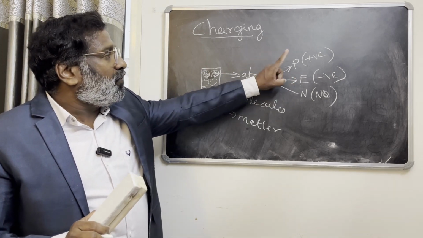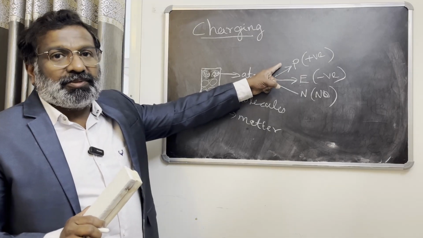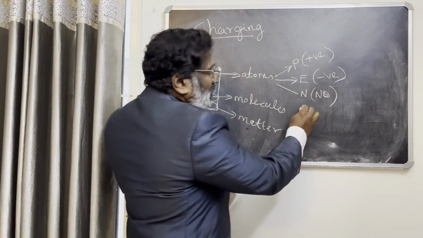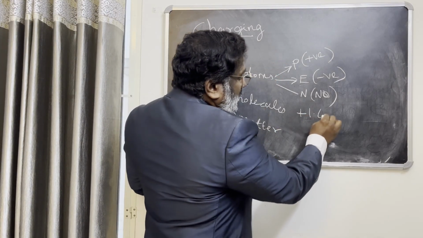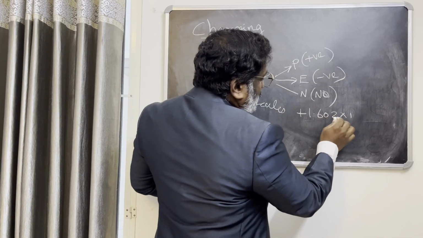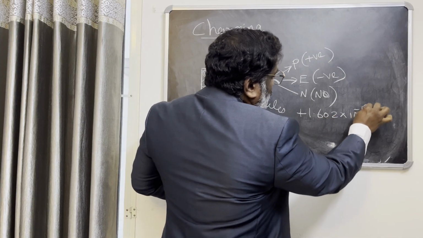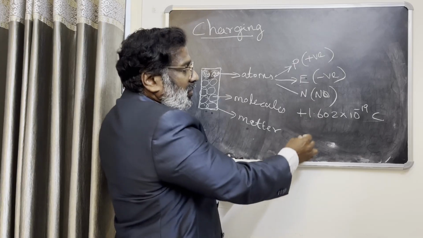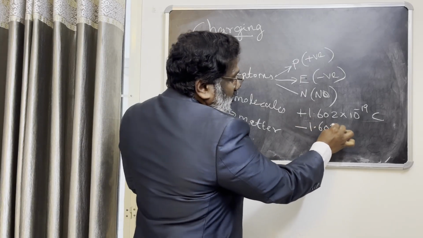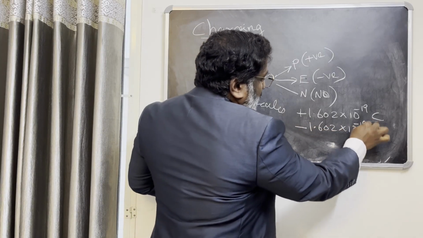What is the charge of one positive charge? The charge of one proton is plus 1.602 into 10 power minus 19 Coulomb. What is the charge of one electron? Minus 1.602 into 10 power minus 19 Coulomb.